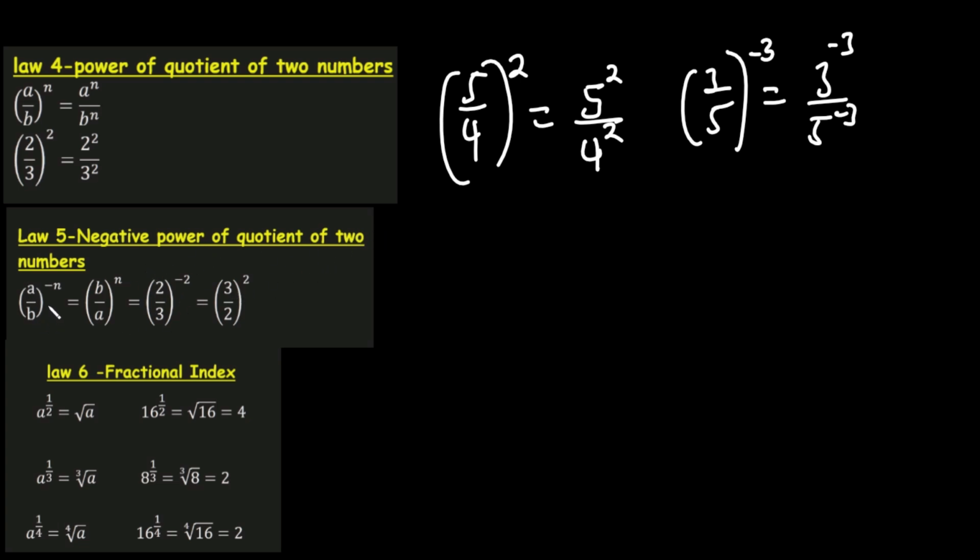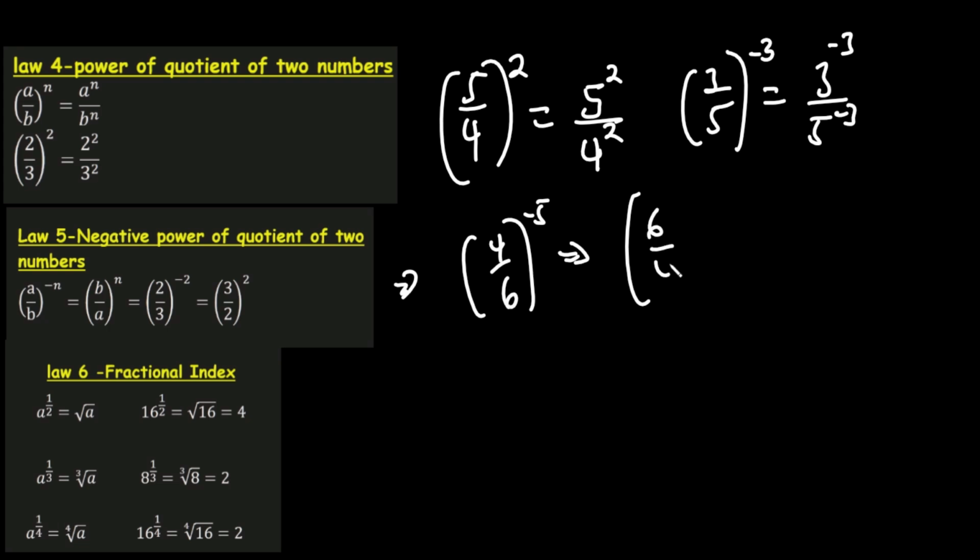(a over b) all raised to the power negative n. Now, this one says that whenever you have, for example, 4 over 6 raised to the power of a negative number, let's say negative 5, to get rid of this negative, you can change the 4 and 6. You bring the 6 up and bring the 4 down. After doing that, the negative is gone, so instead of writing the negative again, you write the 5. 4 over 6 has now turned to (6 over 4) all raised to the power 5.